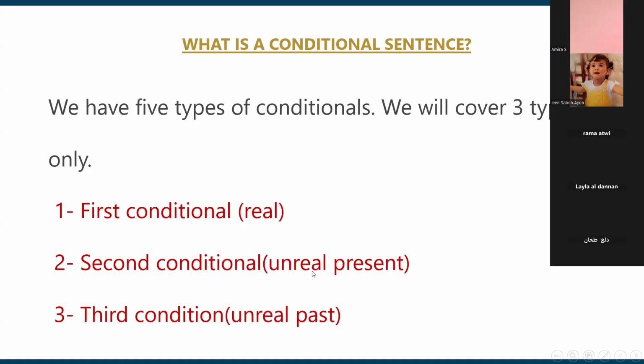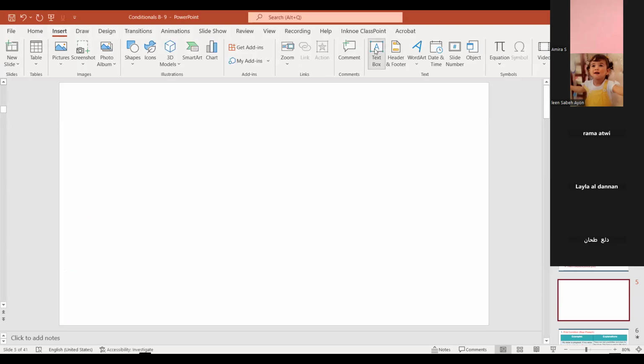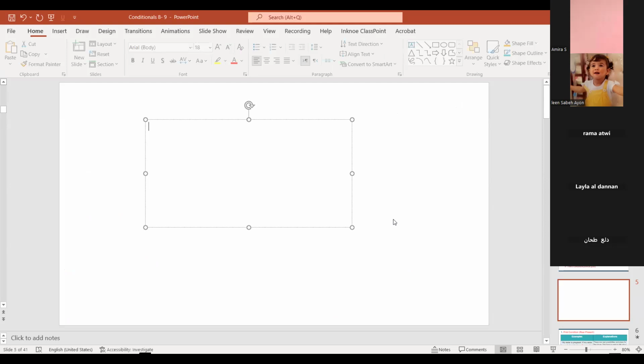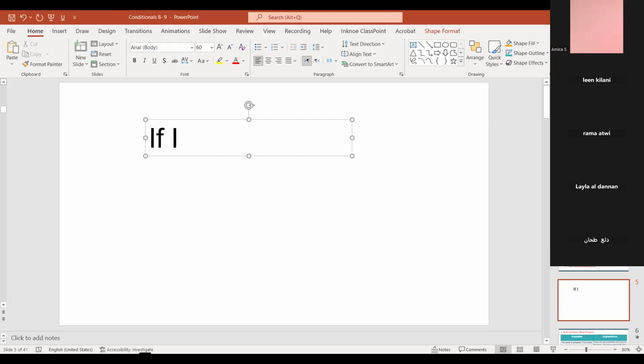Now I have something for you. Please put everything away and just pay attention. I want to write something. Do not write with me. Just follow up. I will insert a box. Now I want your answers in the chat box as usual. I want Yaleen to follow up with me. I will write and you will read.